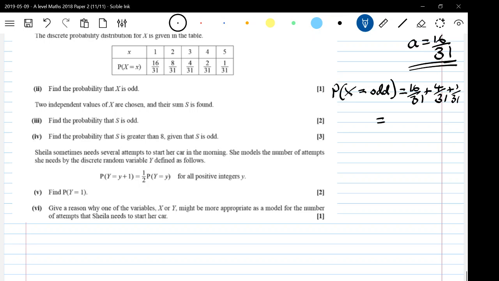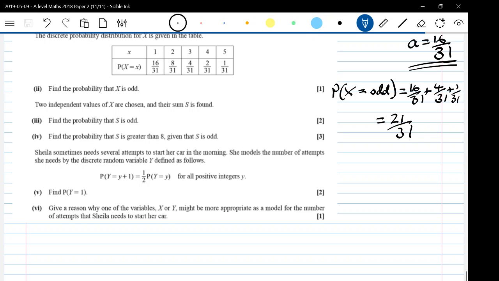So if we add that together, that is 21 over 31. 1 mark. Right. 2 independent values of x are chosen. 2 values of x chosen. Their sum is found. Find the probability that the sum is odd.